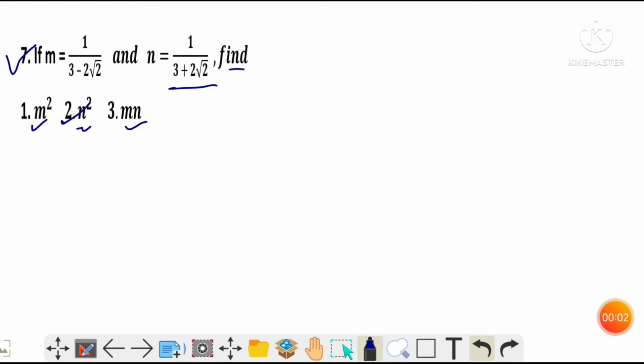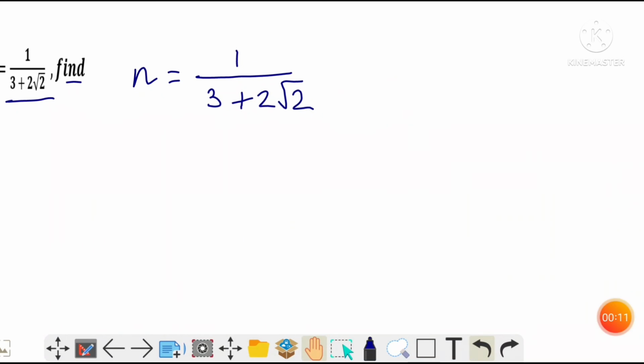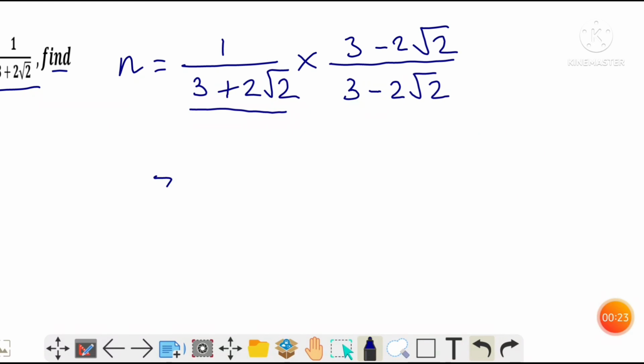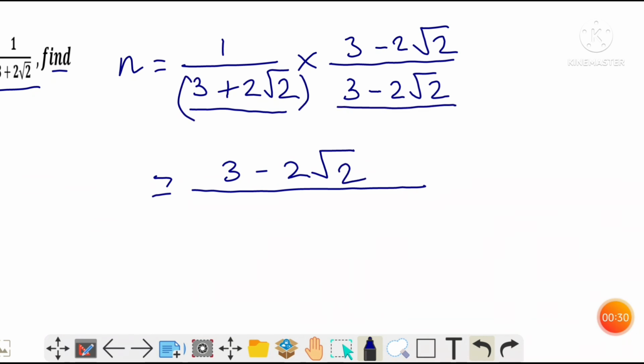Next, we have to find n square. We have to first rationalize the value of n because there is a root in the denominator. So first we'll rationalize the value of n, then we'll find the value of n square. So we are taking the negative sign as the rationalizing factor, 3 minus 2 root 2. In the denominator, we'll have a plus b into a minus b, that is a square minus b square.